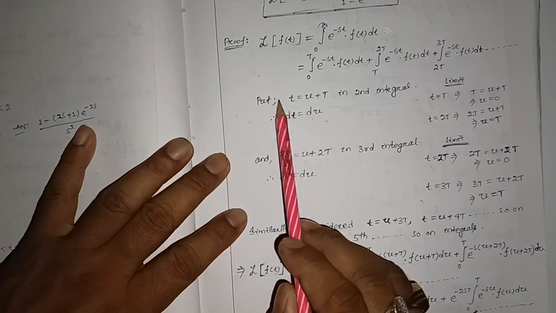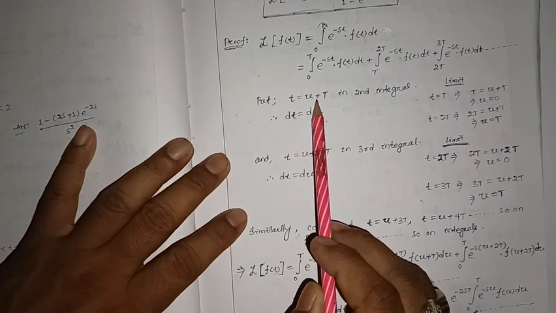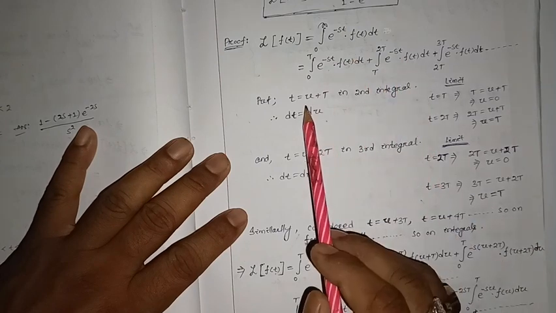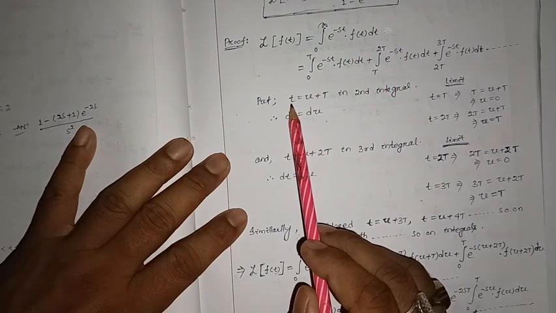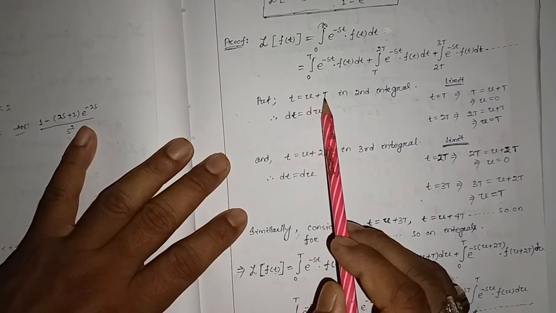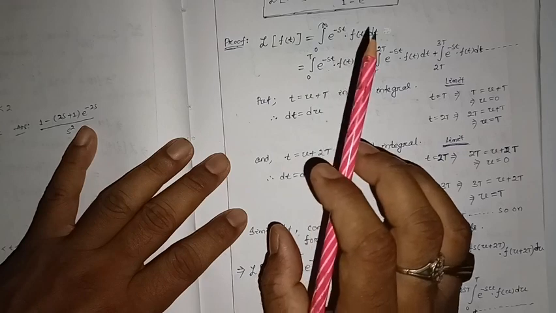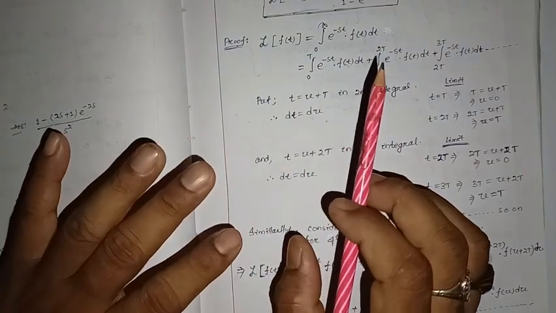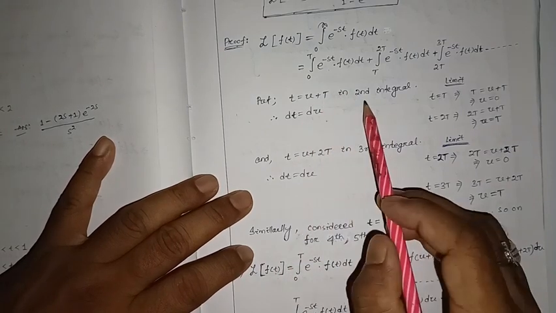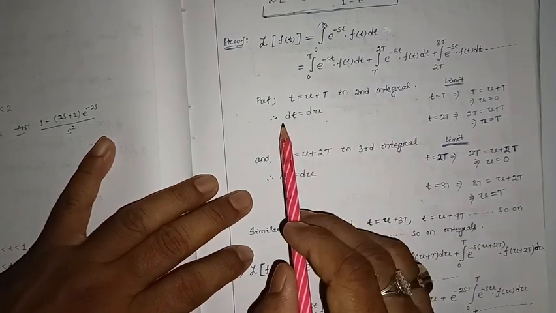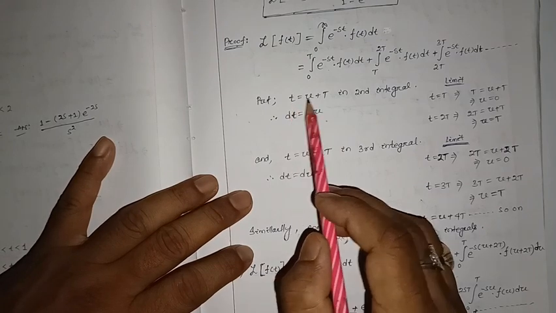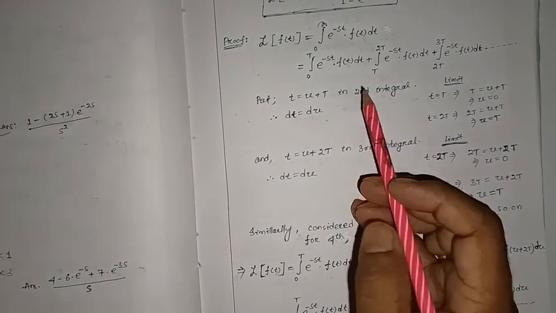Now this is somewhat important, watch carefully. Put small t equal to u plus capital T in the second integral, not the first integral. Here u is not a unit step function, u is only a letter, or so-called variable. So u plus T in the second integral, which implies dt equal to du. Now whenever we change the variable, obviously the corresponding limits will change.